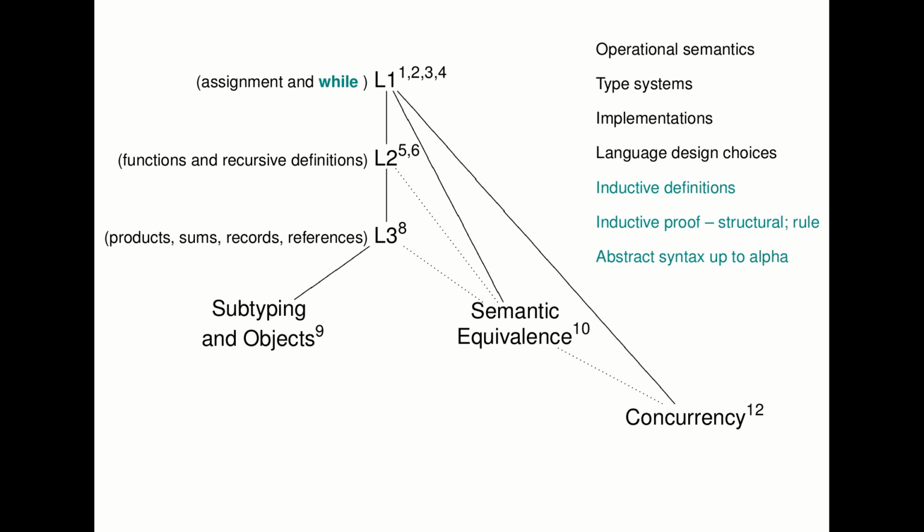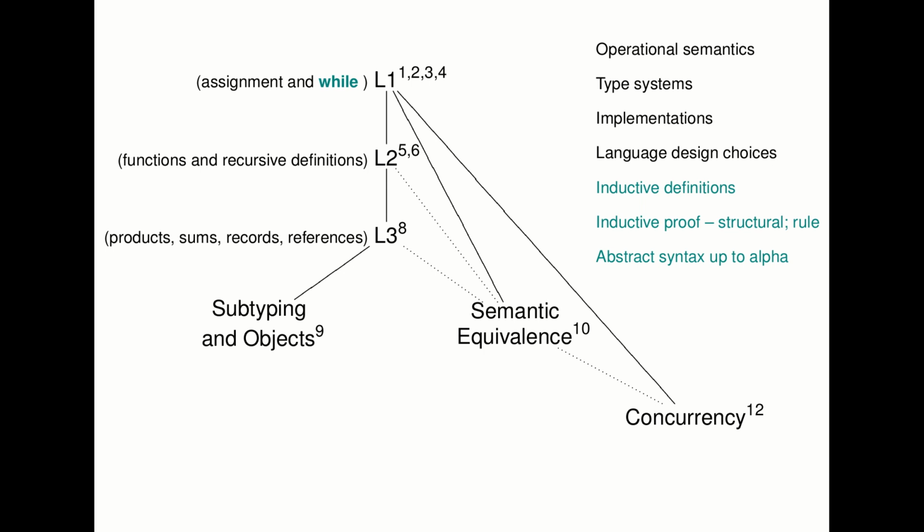And then after having done that extension, we're going to look at further extensions like more data types like records and sums and pointers. And then we'll see how we can even push it further to advanced features like objects and subtyping. And similarly, we're going to look at semantic equivalence to see what kinds of program transformations preserve the meaning of a program, and we'll also see how all of these issues are affected by the introduction of concurrency.